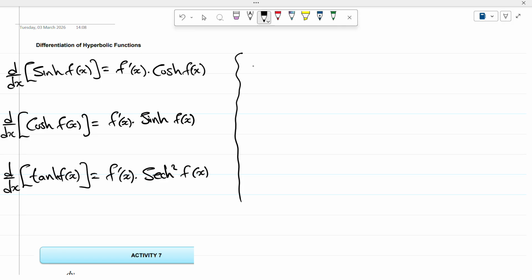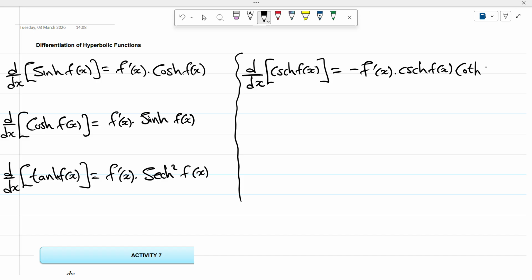The three remaining ones are going to be: d/dx of hyperbolic cosec of f of x, which will be equal to negative f prime of x, hyperbolic cosec of f of x multiplied by hyperbolic cot of f of x, just like that.